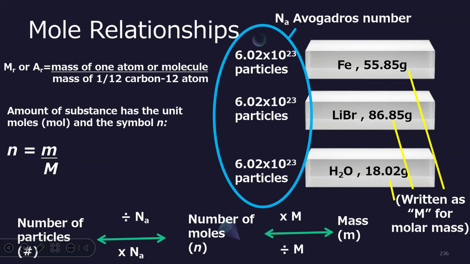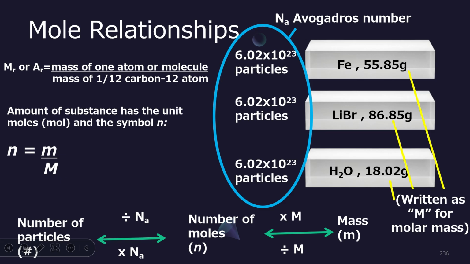But what do we do? Well, let's look at the right side. So I have 3 containers here: iron, Fe, lithium bromide, LiBr, and water, H2O. All of them are in these 3 separate containers. They don't necessarily have the same volume, and they don't have the same mass. The iron has 55.85 grams, lithium bromide has 86.85 grams, H2O has 18.02 grams.